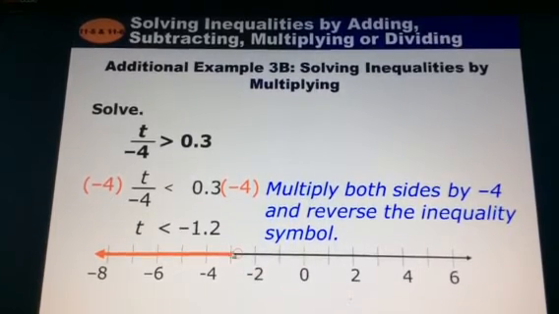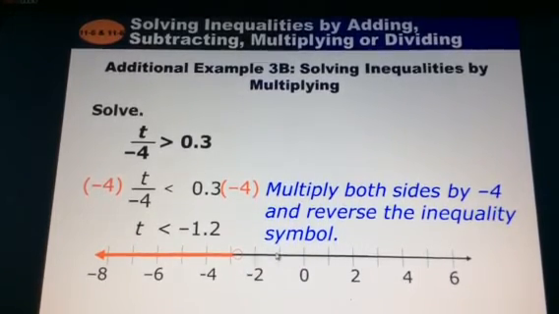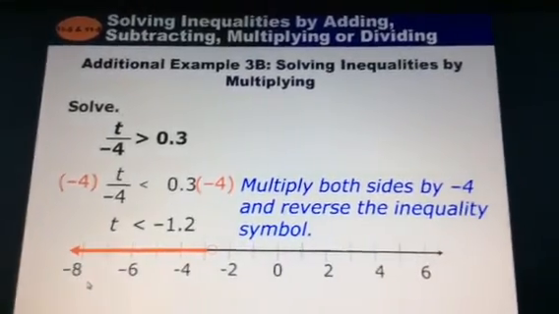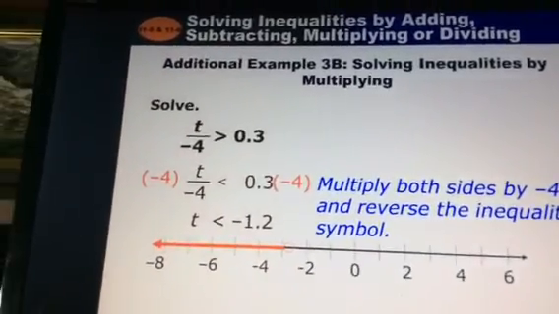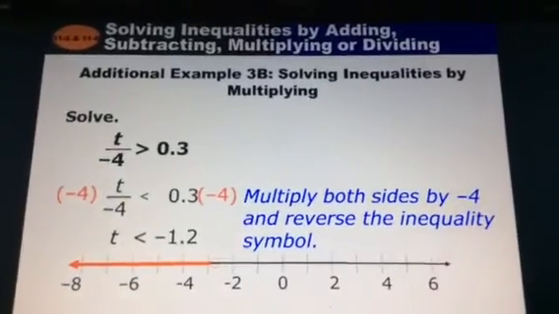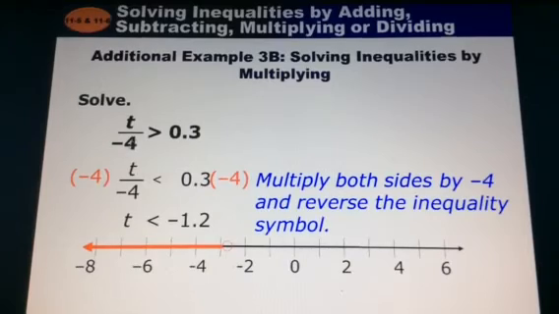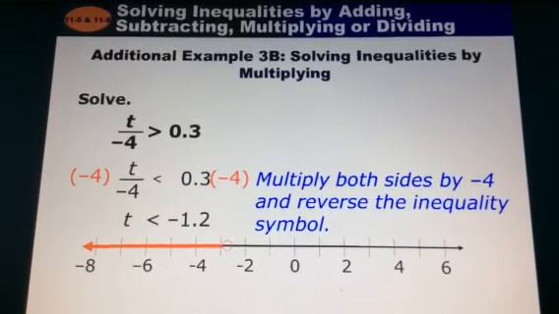Okay, so let's pick something less than negative 1.2. I'm going to pick something easy like negative 8. That is in there. Okay, so if I pick negative 8, put it in there, negative divided by negative is positive 2, and positive 2 is greater than 3/10, so that works.